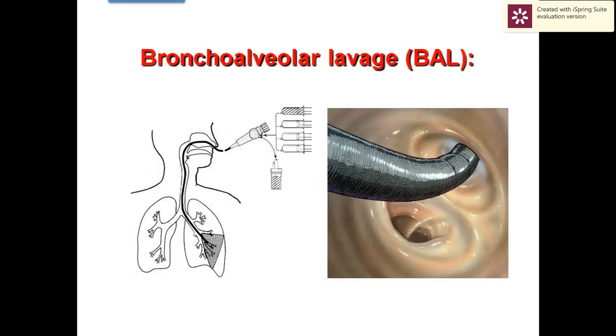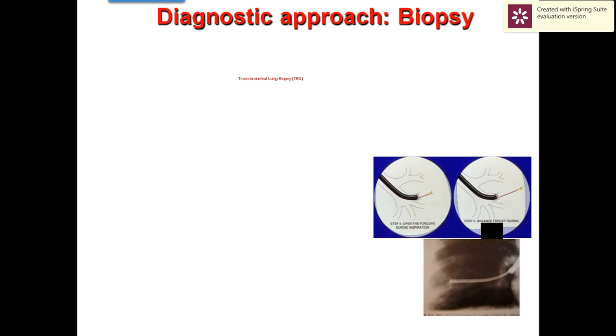Here, bronchoalveolar lavage, of course with the bronchoscope we can wedge it onto the subsegmental level, then we inject normal saline, then we aspirate and check for the bronchoalveolar lavage cellular pattern. We can send also for infection, bacterial infection, also TB workup. Transbronchial biopsy also can be done for diagnostic approach.